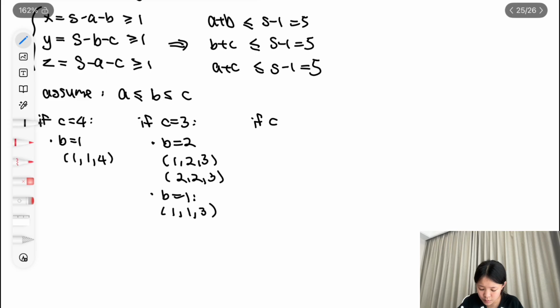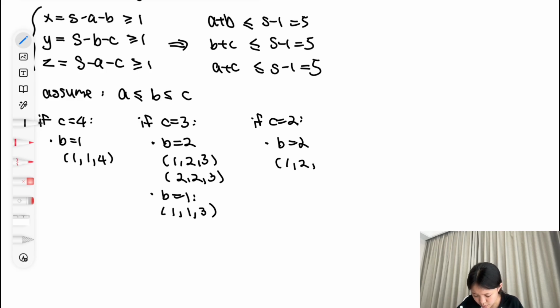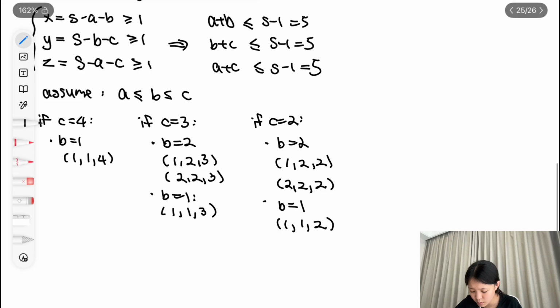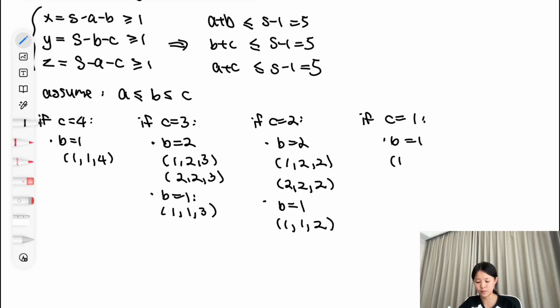If C equals 2, if B equals 2, we get 2, 2. Oh, wait, no. We get 1, 2, 2. And then same thing here, 2, 2, 2. If B equals 1, we get 1, 1, 2. And finally, if C equals 1, then B has to equal 1, and we get 1, 1, 1.